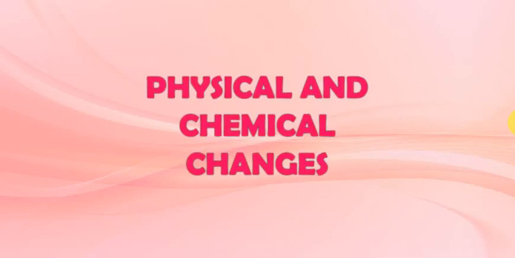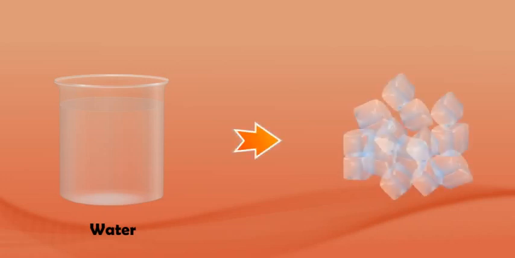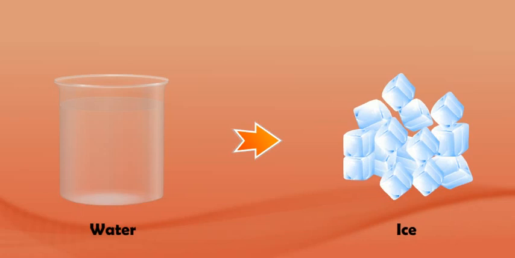Physical and chemical changes. Types of changes. When one or more properties of a substance become different, we say that a change has taken place in it. The change in a substance does not occur on its own. There is always a cause which brings about a change in a substance. Changes can be of two types.